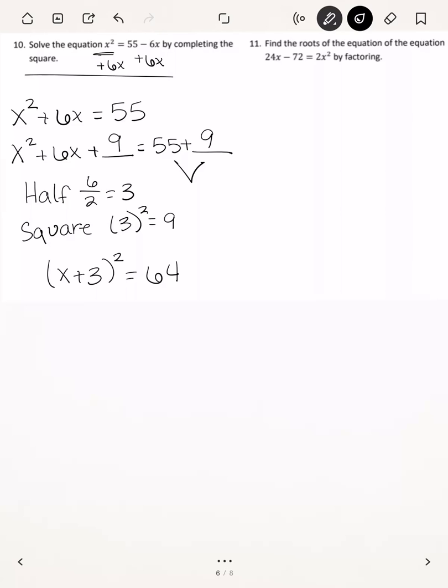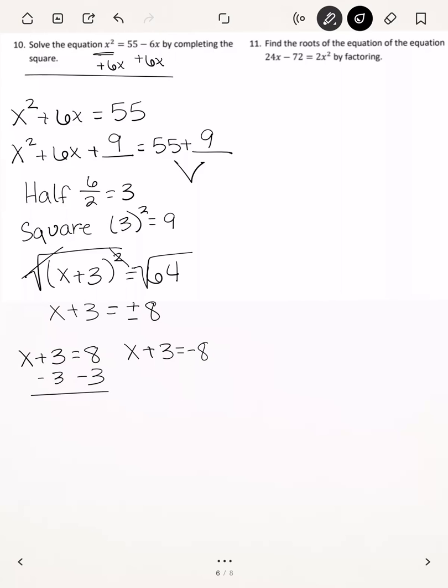From here, I need to solve. Okay, I completed the square. Now I actually have to solve it. So I have something squared. Remember, to undo it, I take the square root. The radical cancels out the exponent. x plus 3. Square root of 64 is plus or minus 8. So now I have x plus 3 equals 8. I have x plus 3 equals negative 8. From here, I subtract 3, I get x equals 5.